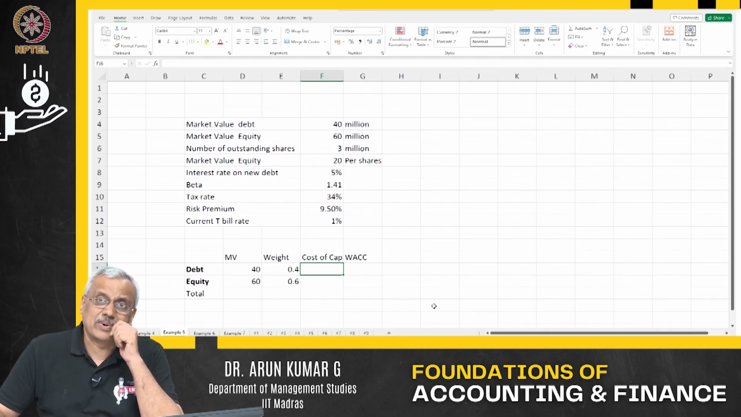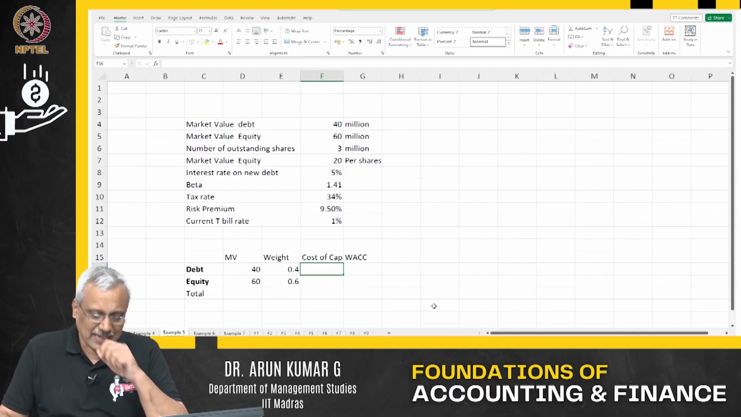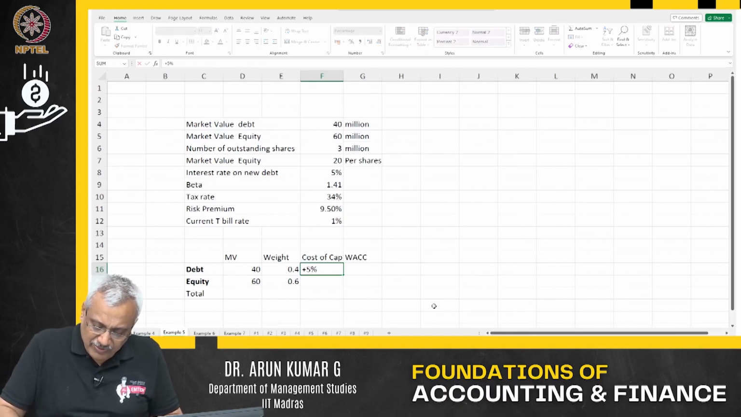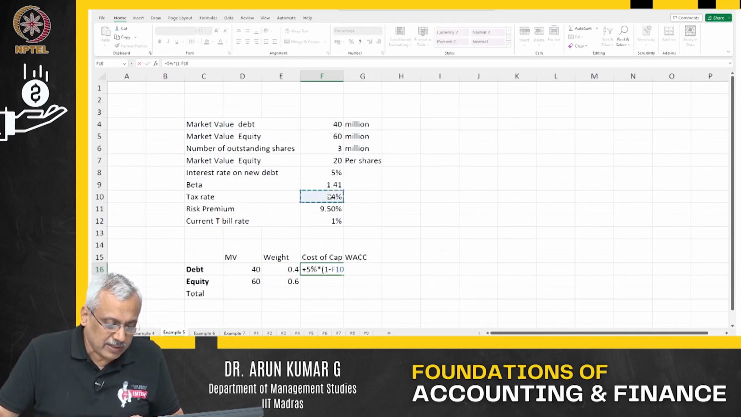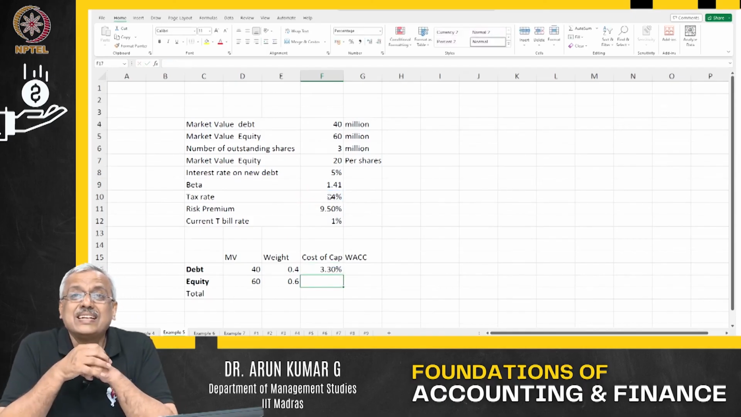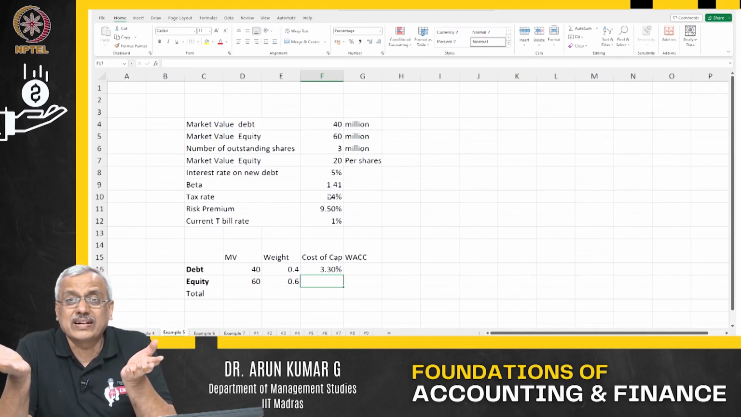When I say 5%, that is the pre-tax cost of debt, because they have given tax at 34%. So, what is the post-tax cost of debt? That is 5% into 1 minus 34%, that is the taxes. The post-tax cost of debt in this case is only 3.3%, because you are saving on taxes.